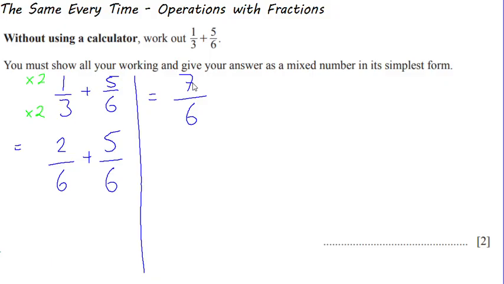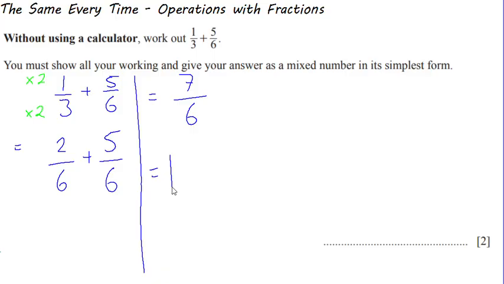Go back to the question and read it. You must show all your working and give your answer as a mixed number in its simplest form. So we're not quite there yet. We have an improper fraction there, don't we? So 7 over 6. What's the biggest number of 6s that I can get into 7? Well, it's 1, isn't it?